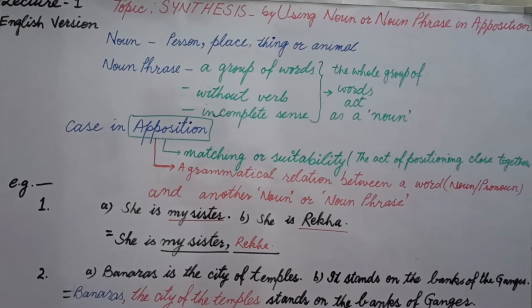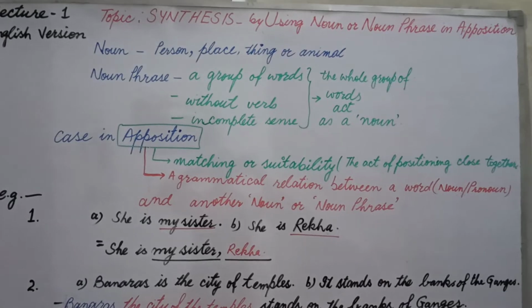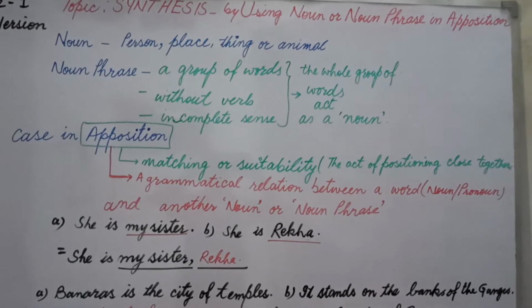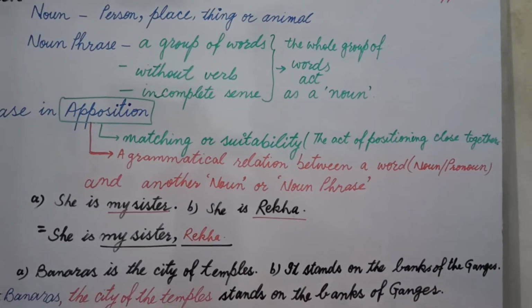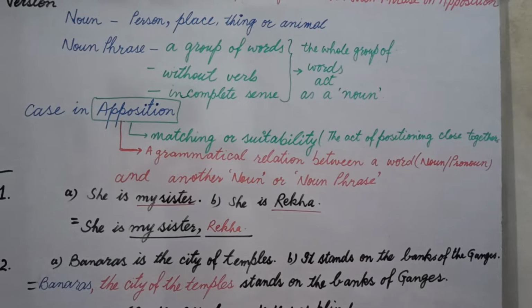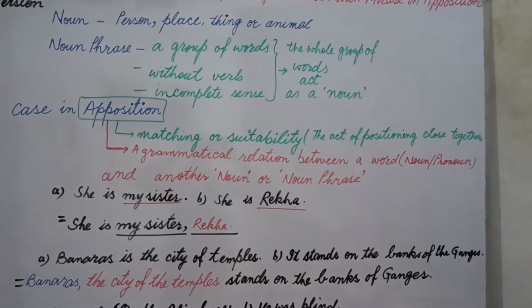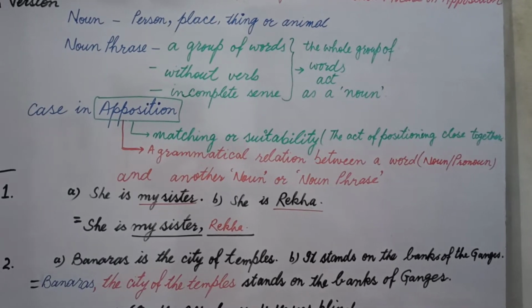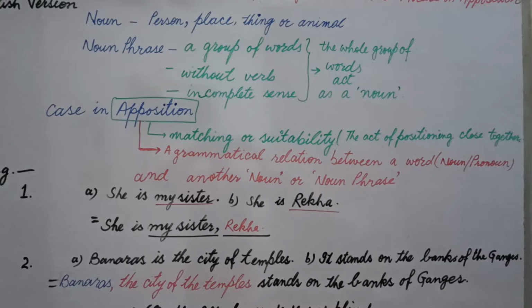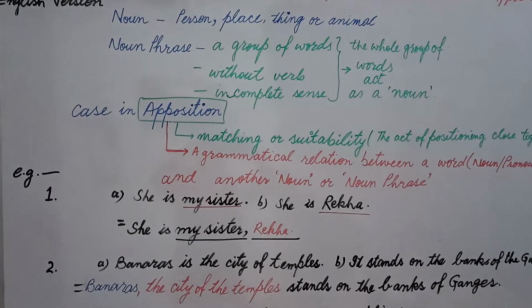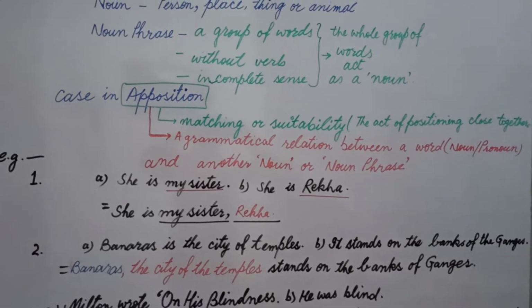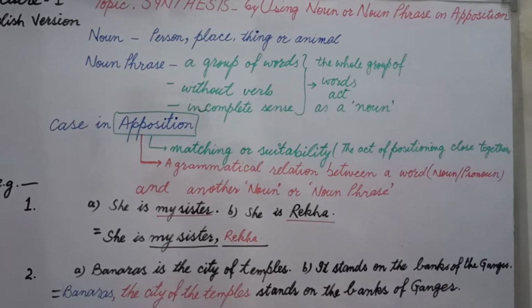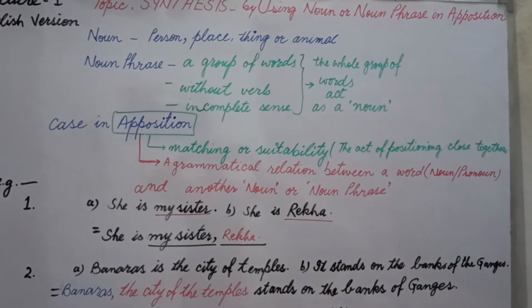Now the word left is apposition. Apposition means matching or suitability, the act of positioning close together, and you can define it in grammatical form: a grammatical relation between a word, maybe noun or pronoun, and another noun or noun phrase. In simple terms, you use two nouns or noun phrases together from two different sentences. That's why we use this in synthesizing sentences into a simple sentence.